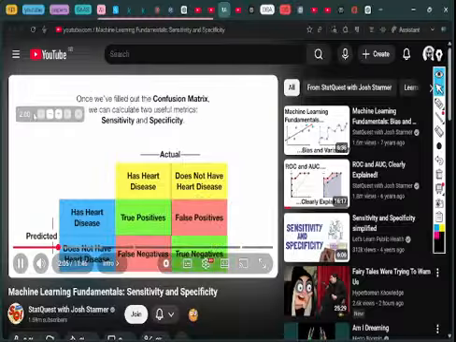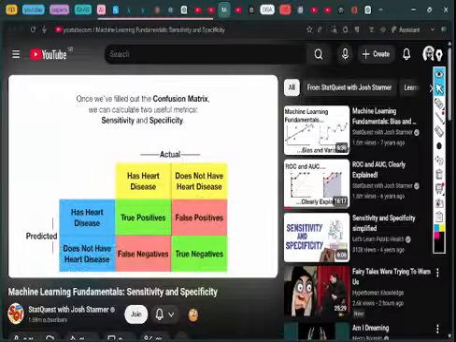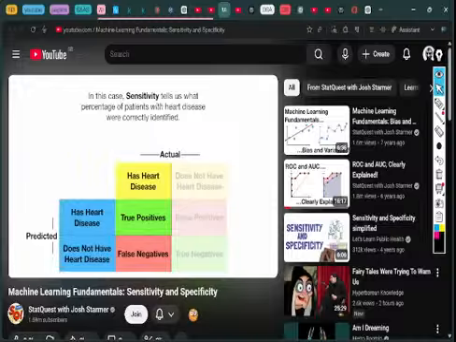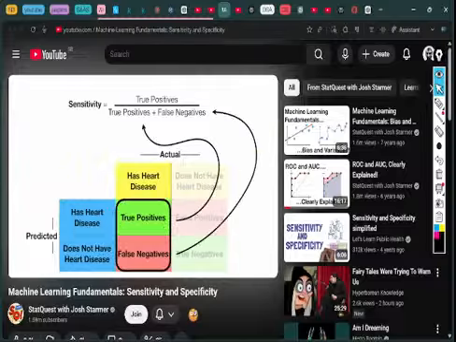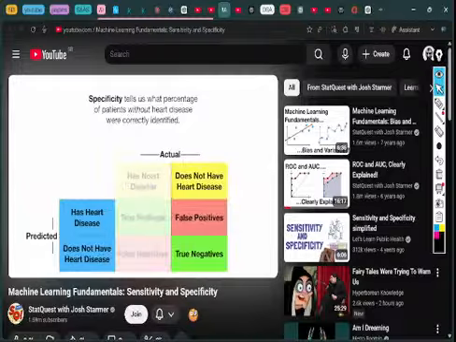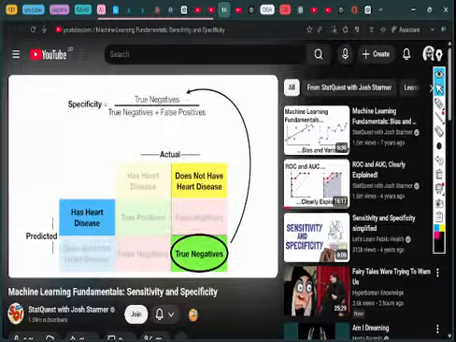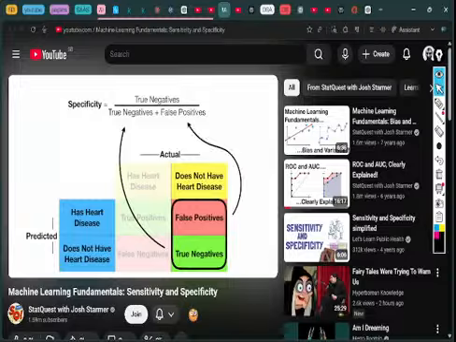Once we've filled out the confusion matrix, we can calculate 2 useful metrics, sensitivity and specificity. In this case, sensitivity tells us what percentage of patients with heart disease were correctly identified. Sensitivity is the true positives divided by the sum of the true positives and the false negatives. Specificity tells us what percentage of patients without heart disease were correctly identified. Specificity are the true negatives divided by the sum of the true negatives and the false positives.